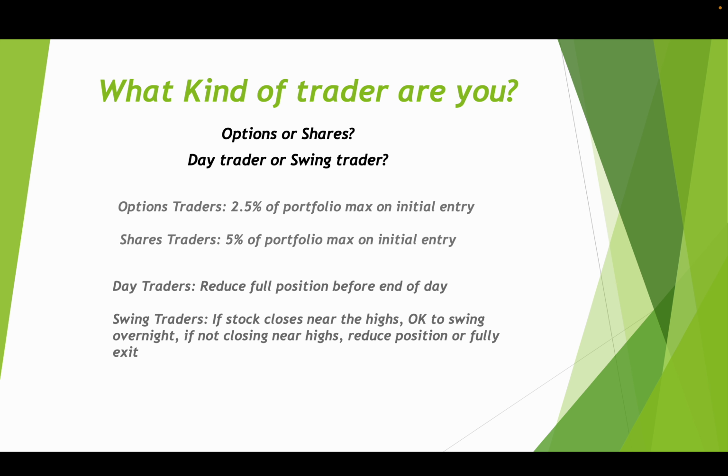If you are a day trader, obviously you reduce your full position before the end of the day. Swing traders, if the stock closes near the highs, you're okay to swing overnight. If it's not closing near the highs, I would reduce my position or fully exit. I am primarily a swing trader. If I initially enter with one position and I can get more than one contract, let's say I take 2 contracts and that's 2.5% of my portfolio, I take it on the daily entry. If I get a nice move throughout that open day, I will take 1 contract off. I don't want to always carry the risk.